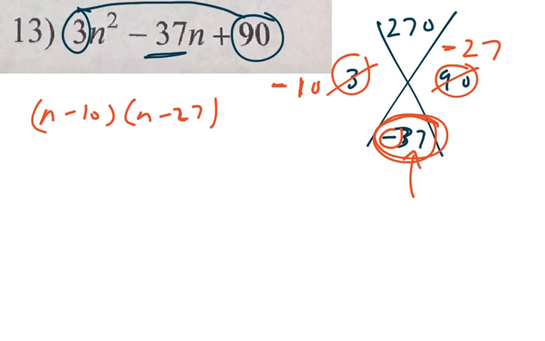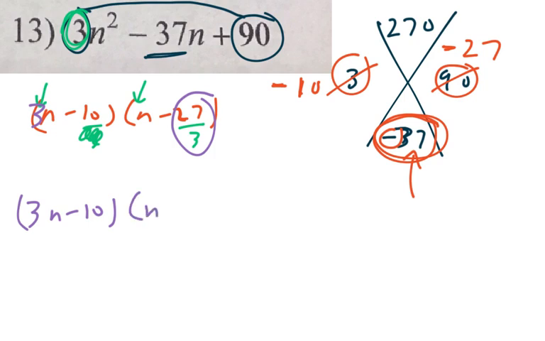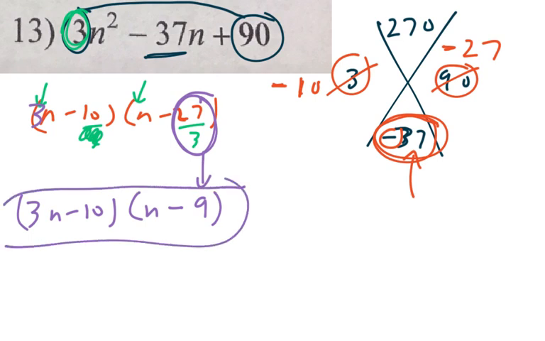Now I'm not done, guys, because I need this 3 here. I either need to put it there or there, so I can get my 3n squared back, you see? Well, can I divide 10 by 3? No. Can I divide 27 by 3? Yes. So since I can divide this by 3, I now know I can times the other factor by 3. And my final result is 3n minus 10 times n minus 9. Again, don't forget to divide the 27 by 3. And there is our factored form.